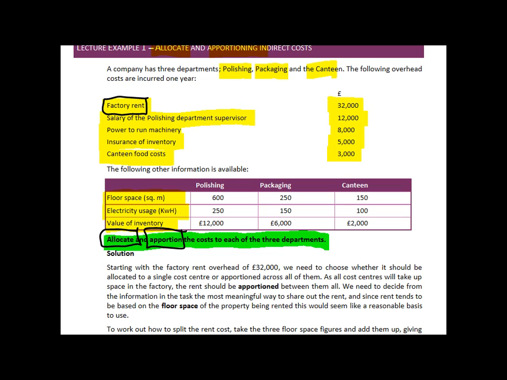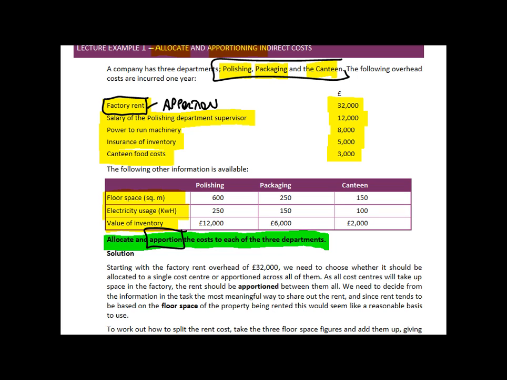I think with rent, each of the three departments will probably be part of the factory building. So I think rent probably needs to be apportioned. I need to share that out because each of the departments will benefit from being in the building.